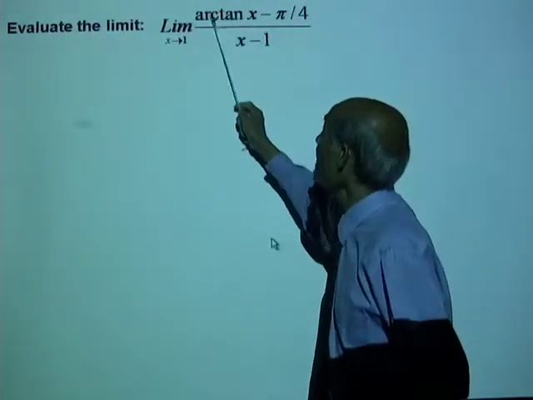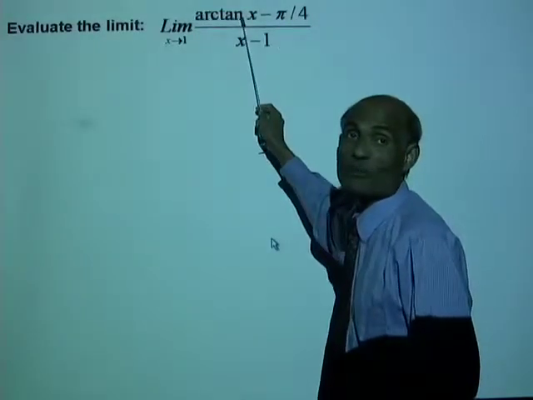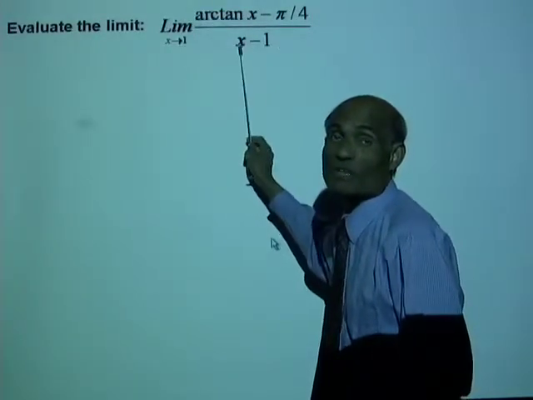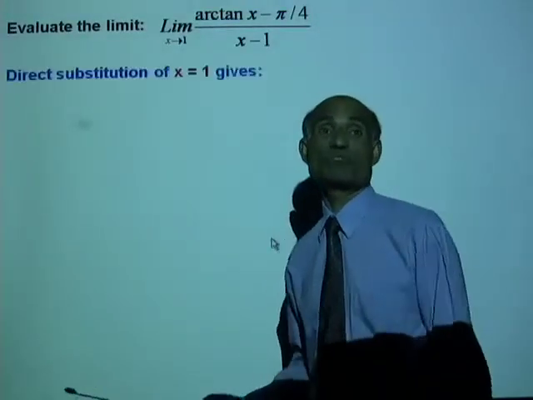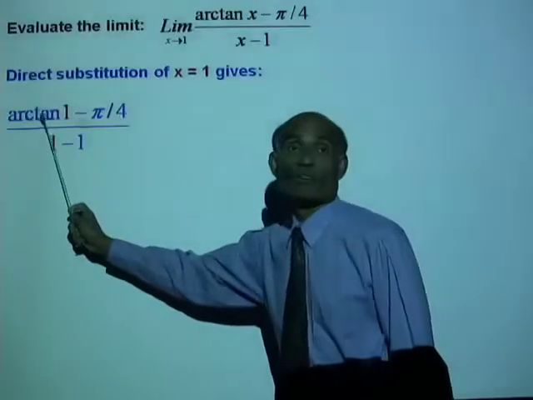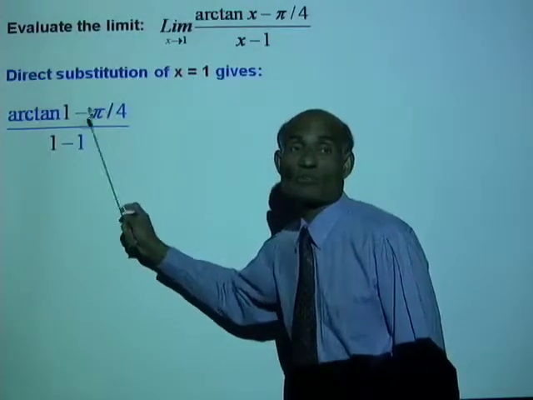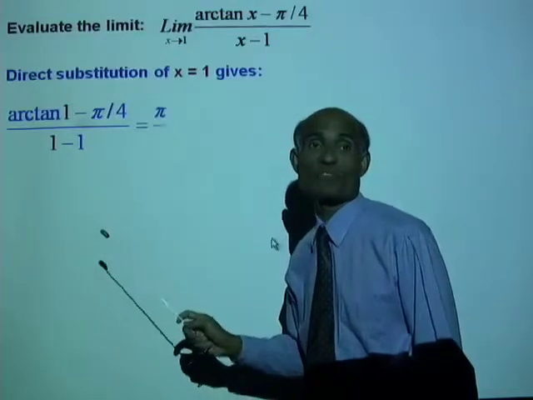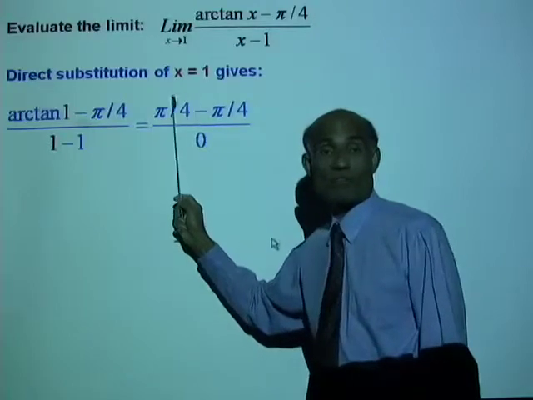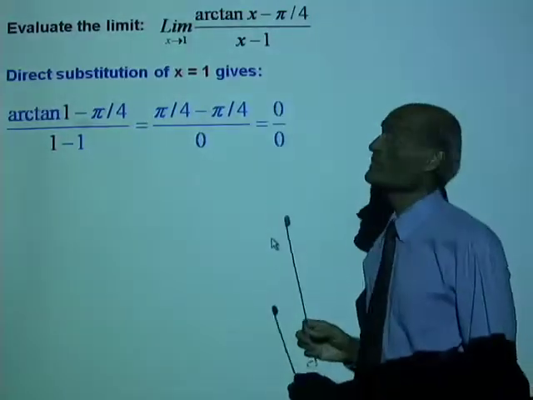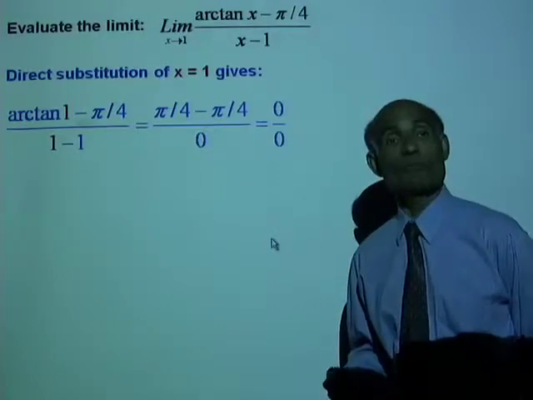Arctan 1 is pi by 4. So the numerator becomes pi by 4 minus pi by 4, and the denominator is 1 minus 1. That will give you 0 over 0. So arctan 1 minus pi by 4 is the numerator, 1 minus 1 is the denominator, and arctan 1 is pi by 4. So we get the form 0 over 0, which is the indeterminate form.